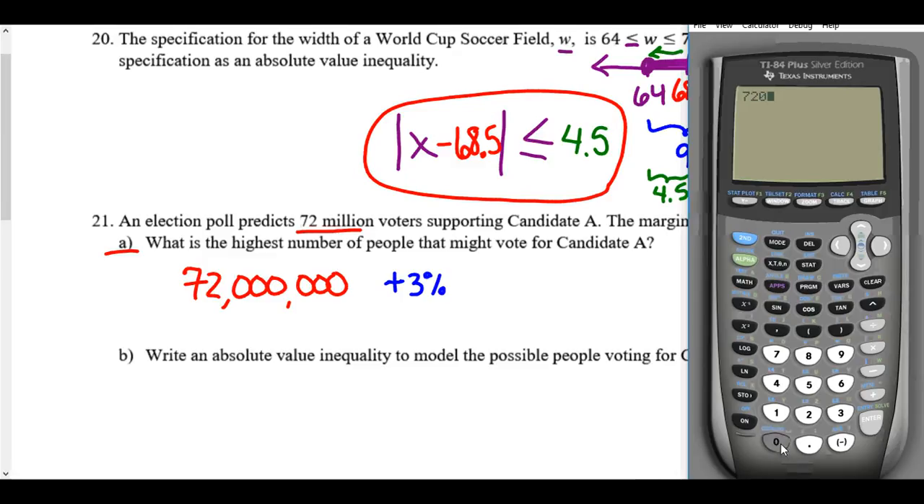72, 6 zeros. If I want to add on 3%, I'm going to multiply by 1.03. That's 100% plus 3% more. And what does that give me? That gives me 74 million 160,000. Okay.